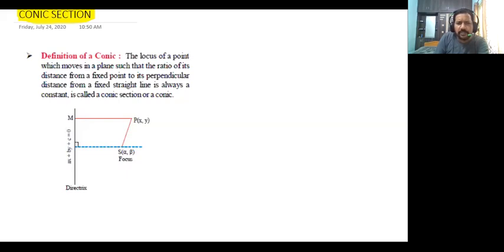So here I am writing SP length divided by PM length. SP means the distance from S to P. PM means the perpendicular distance from point P to the line. The ratio of both the distances is equal to E. That is the constant; I am taking it as E. Okay. So SP by PM is equal to E is called a conic section.